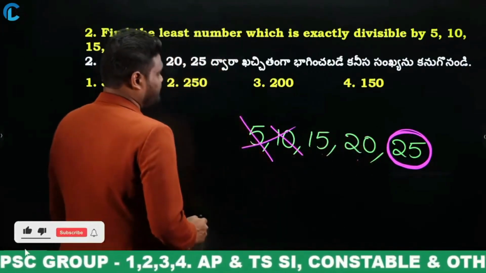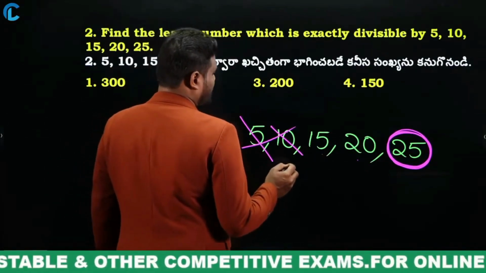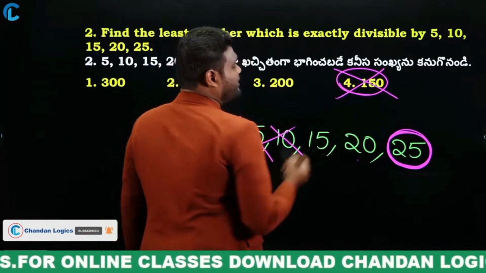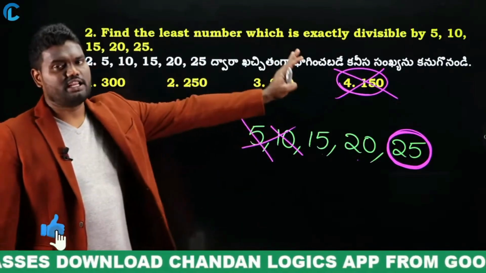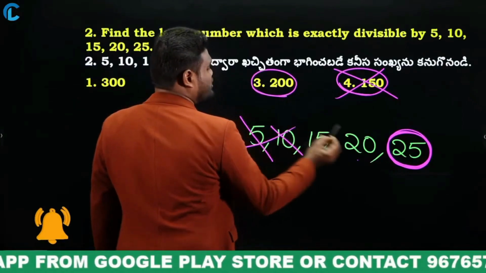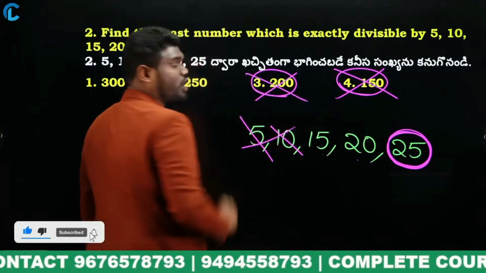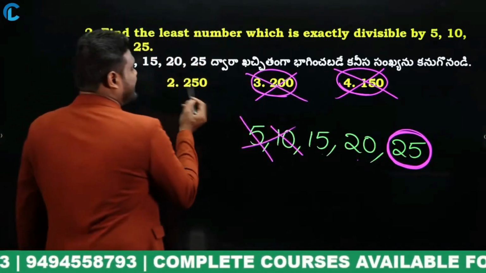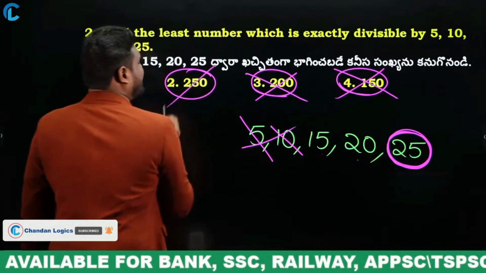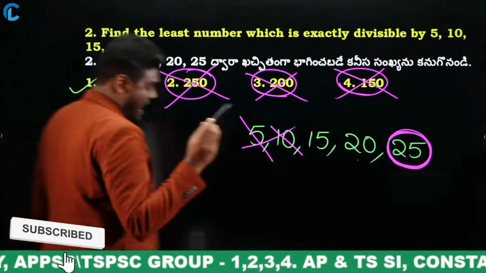Now if you observe carefully, 150 is divisible by 15, but it is not divisible by 20, which means it is not your answer. Similarly, 200 is divisible by 20, but not divisible by 15, so this is also not your answer. Next, 250 is divisible by 25, but not divisible by 20, so this is also not your answer. Finally we are left with 300, and 300 should be your answer.